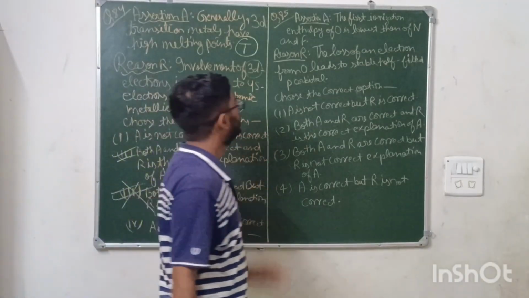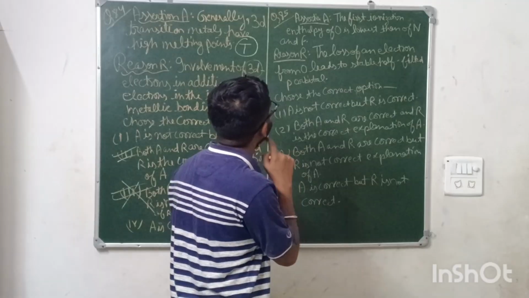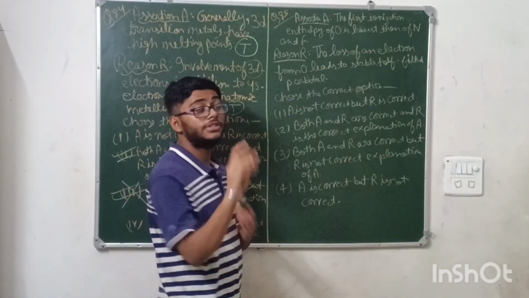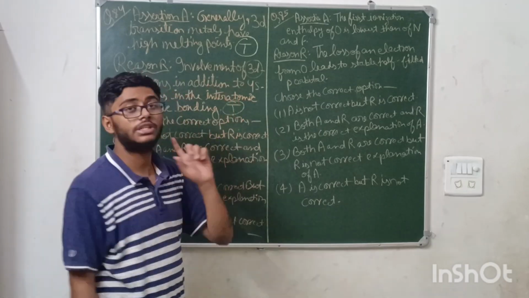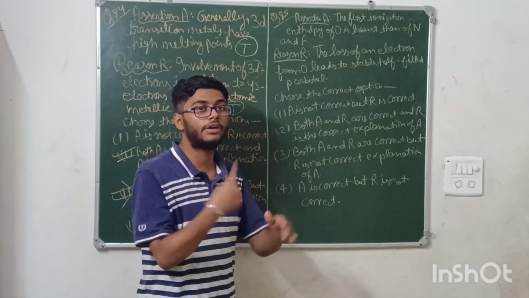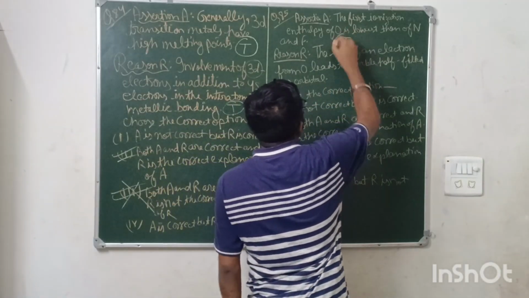Now question number 85. The first ionization enthalpy of oxygen is lower than nitrogen and fluorine. Yes, the first ionization enthalpy of oxygen is the lowest, and among nitrogen and fluorine, fluorine has the highest, then nitrogen. So this statement is also true.